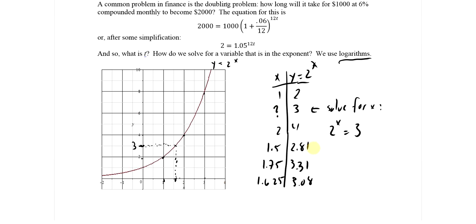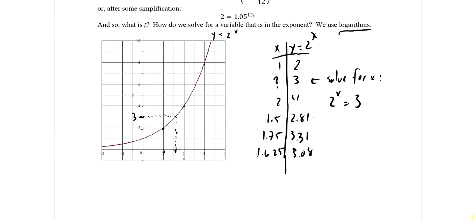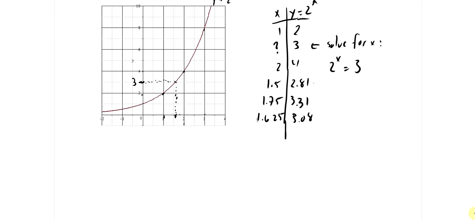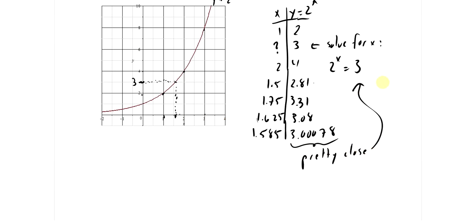So, whatever this number is, it's got to be between 1.5, because that gives you 2.81, and 1.625, and that gives you 3.08. And so you can actually, at some point, nail it down a little bit and say that when you plug in 1.585, you get out 3.0078. So whatever the solution is to this equation, it's around 1.585. A little bit bigger than a half. Okay, so we have a solution.